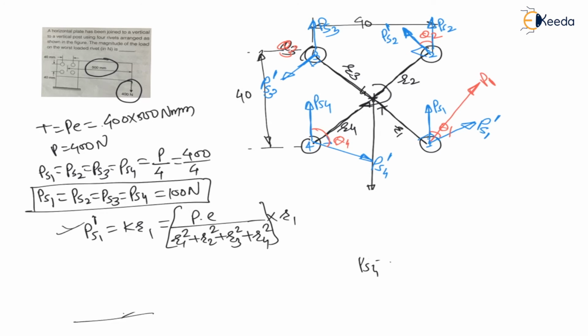Therefore let us go for calculation of PS1 dash. Now first of all we need to calculate R1, that is radius 1.